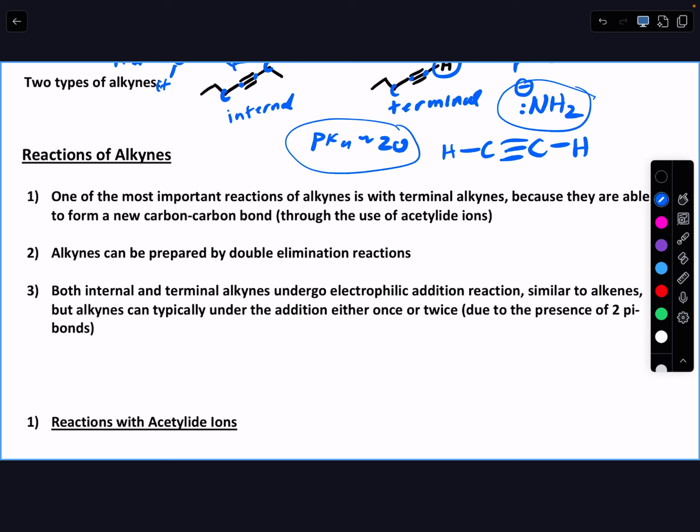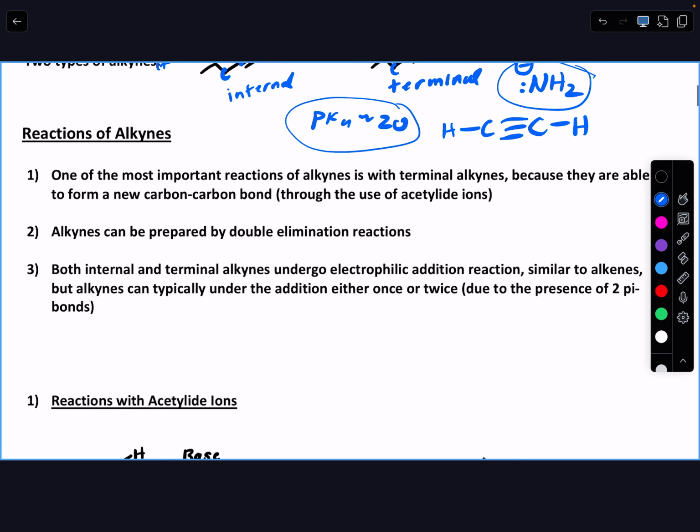I think the pKa of alkynes is 25. It says 25. Ah, finally, I got it. Glad I said it before you told me.